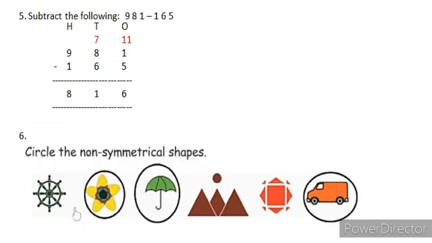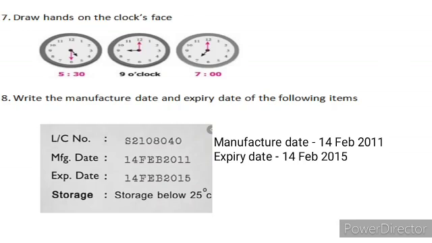Then question number 6. Circle the non-symmetrical shape. That means if you cut or fold, both the sides should not be equal. That only we call a non-symmetrical shape. So the second one flower, then the third one umbrella, then the last one van is the non-symmetrical shape. So we have to circle.